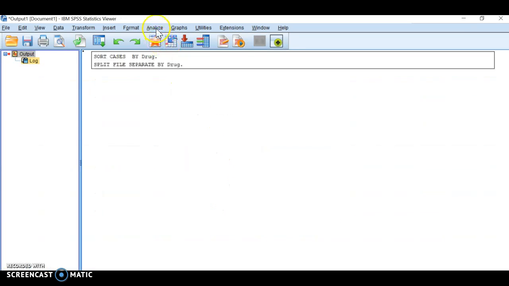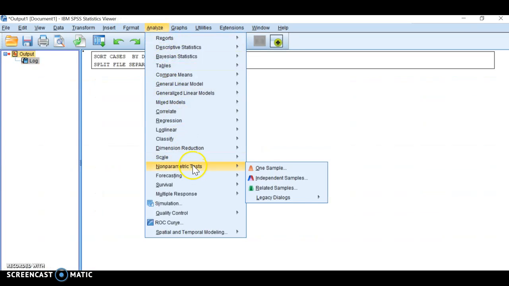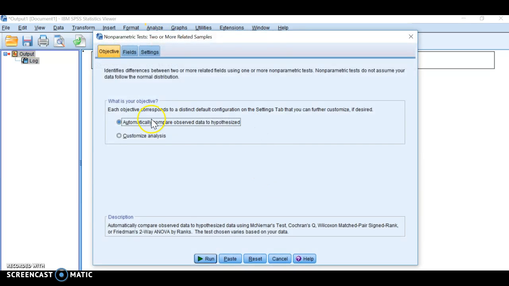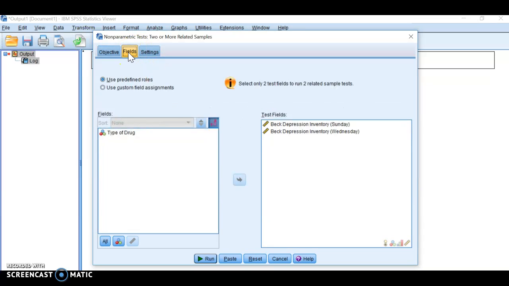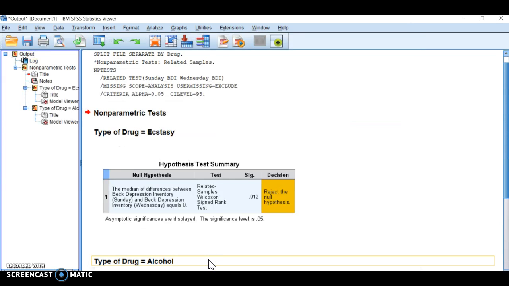Okay, so then we're going to go to analyze and down here to non-parametric and we're going to do related samples, because we're looking within each group between Sunday and Wednesday. We're not looking between groups. This is going to open, you go to fields and use custom field assignments and move this over. If you double click them, it'll move them over. The test field is the variable that's being measured, not your grouping variable. And then you're going to click run.